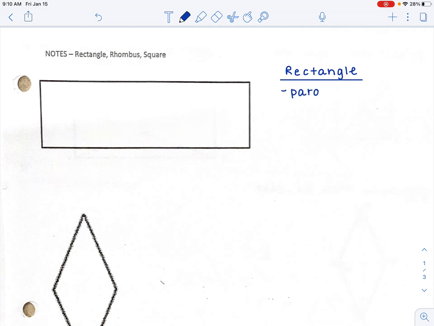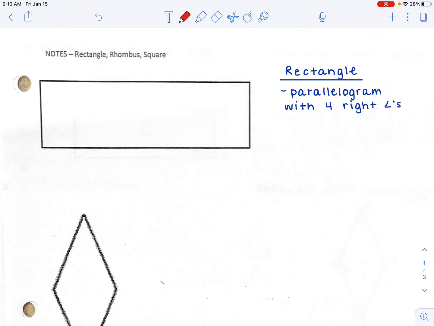With this, it is a parallelogram. So all of the attributes of a parallelogram are still true. The only difference here is it's a parallelogram with 4 right angles. So parallelograms, we know their angles, the opposite angles are congruent and the consecutive angles add up to 180. That's still true here. These just have special angles.